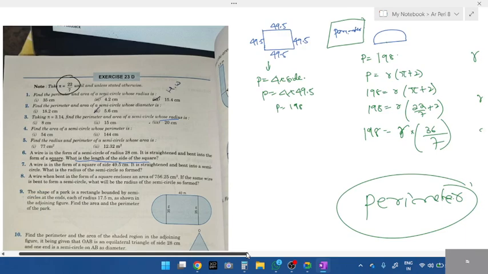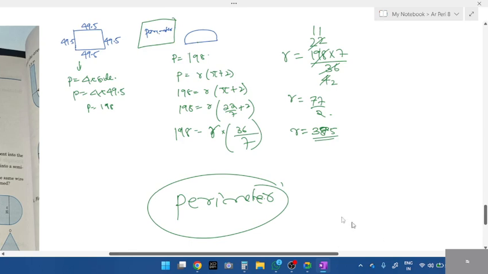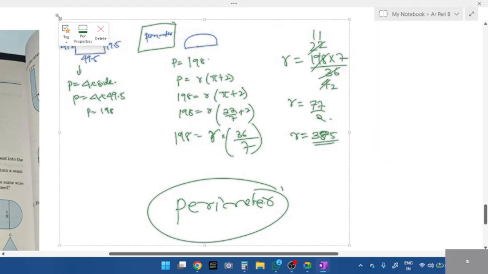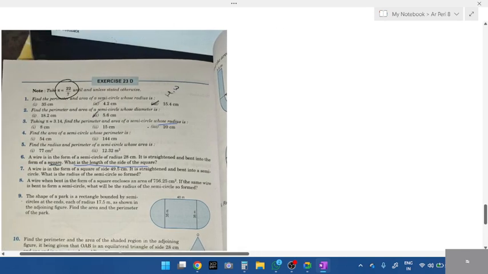Okay, shall we try the next one? Yes, respond. What is given, students? Next one. Look at the eighth one. What is given? A wire is bent in the form of what? Square. But this time perimeter is given or area is given? What is given? Area is equal to 756.25.